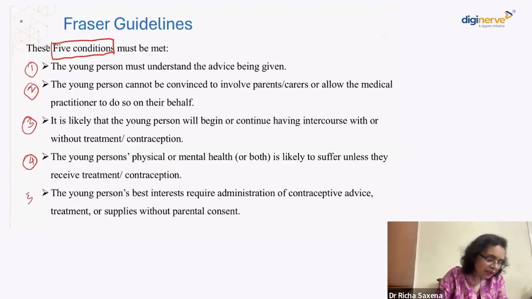And also, the doctor feels that in the best interest of the young person, the best decision would be to prescribe them contraception even without parental consent. So if these 5 conditions are met, then you can prescribe them. And this doesn't hold true only for contraception.